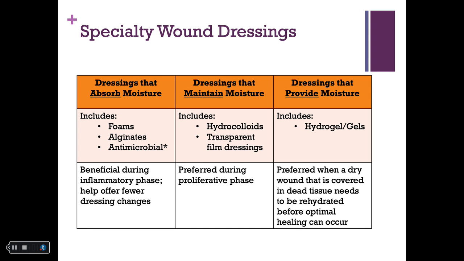Maybe you want a dressing that's just maintaining moisture. Your hydrocolloids and your transparent film dressings will do that. They'll just maintain the wound environment. And maybe it's a very dry area and you need to provide some moisture, and those are your gel type dressings.